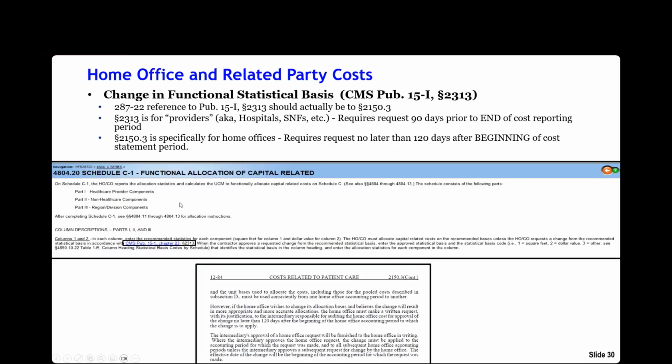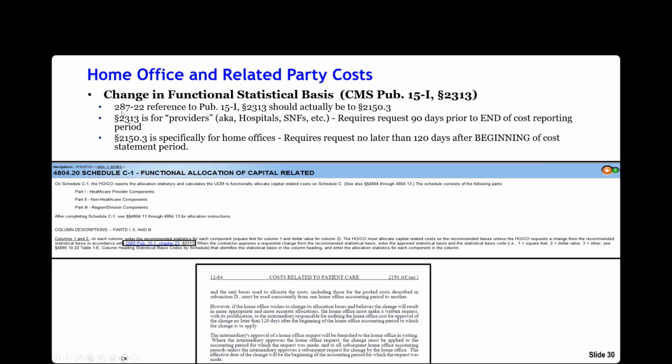A couple of things about the instructions, cost reporting instructions, and specifically with changes. Just like any B-1 statistic, if you need to change that specifics here, you have to get it approved. Let's put it that way.